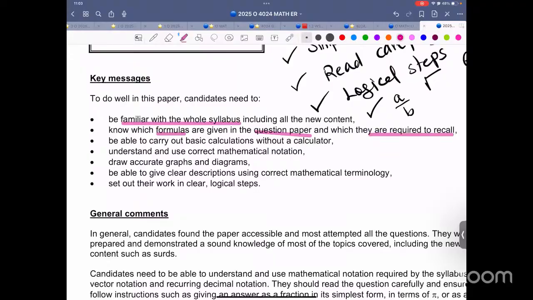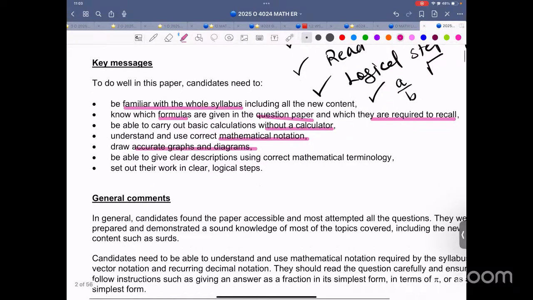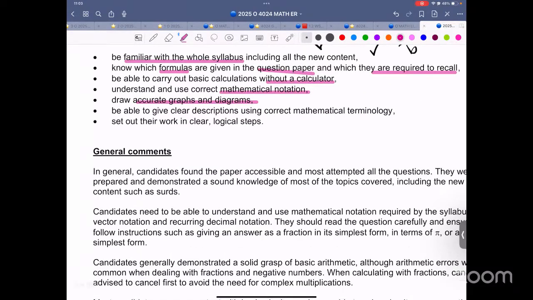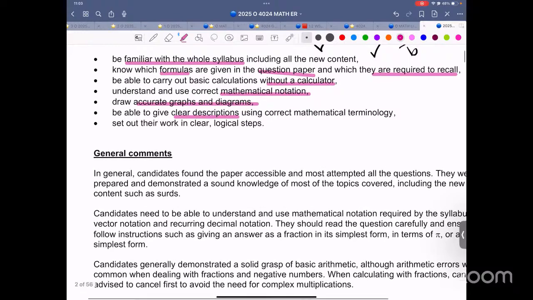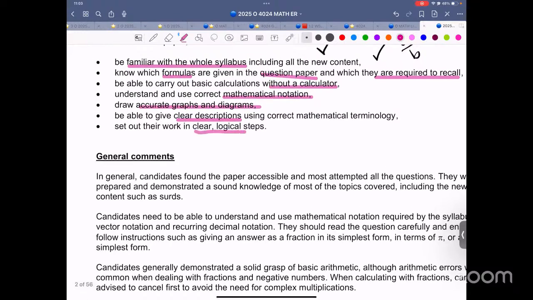Be able to carry out basic calculations without a calculator, very important. Understand and use correct mathematical notation. Draw accurate graphs and diagrams. So graphs can come in paper one, come in paper two. Be able to give clear description using correct mathematical terminology, something like the angle property, something like the transformation, and so on. Set out the work in clear logical steps.